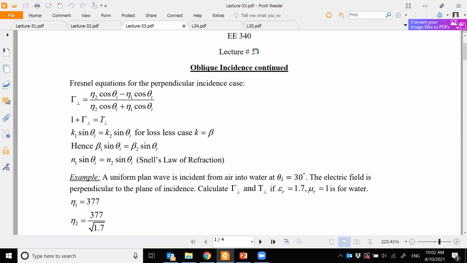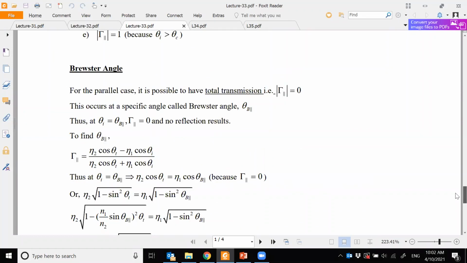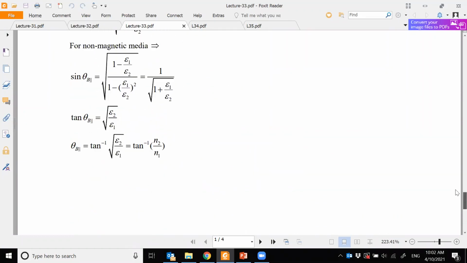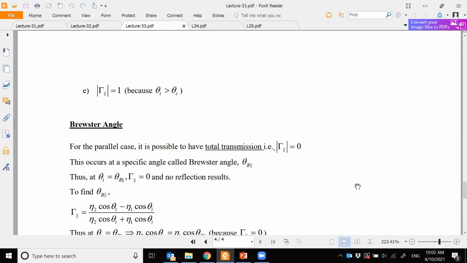There is just one last thing, one small part which is left in the transmission and reflection of electromagnetic waves, which is called the Brewster angle. But first, before that, let me just remind you about the critical angle. So what is the critical angle?